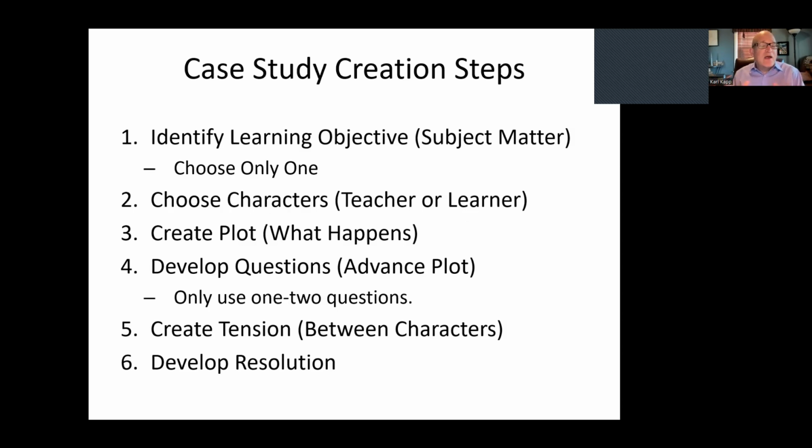So remember, whenever we create a case study scenario, we first identify the learning objectives. That's the subject matter. We only want to choose one specific objective that we want for the outcome. We choose our characters. We create the plot. We develop questions that help advance the plot forward. Those are the decision points that the learner makes. We only want to use a couple questions to guide them. And then we'll create some tension maybe between the characters or the content and develop a resolution. So those are our general steps for creating case study information.